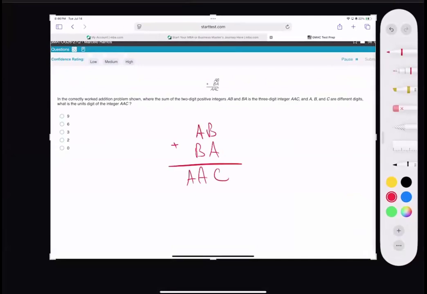In the correctly worked addition problem shown, the sum of the two-digit positive integers AB and BA is a three-digit integer AAC. Okay. We saw in the other question that when I have a place value, two digits, top and bottom, and I produce two digits from them, one beside the other, it needs to be greater than or equal to 10. Do you guys agree? Okay. And A, B, C are different digits. What's the units digit of the integer AAC?